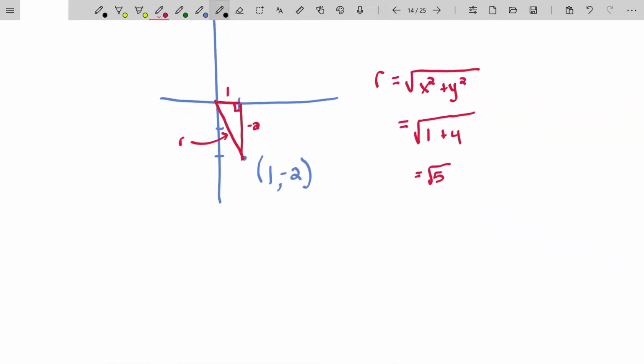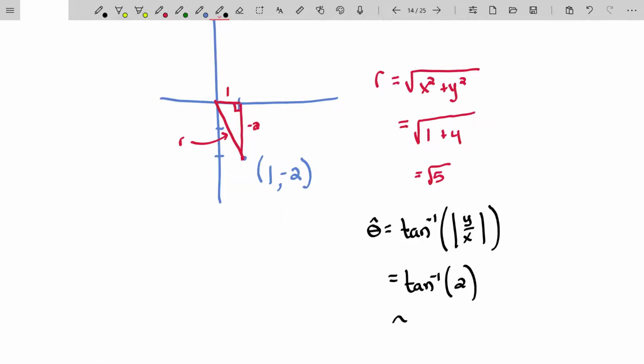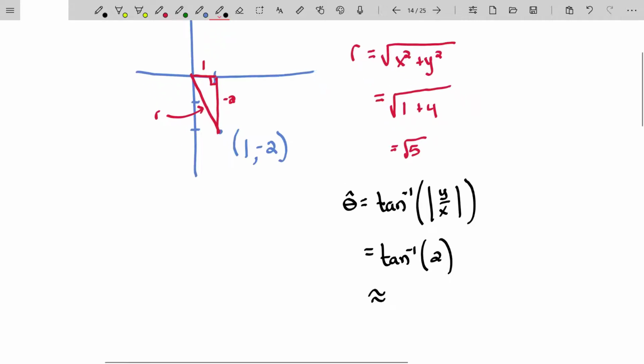And now to find the angle. To find the angle, we'll go ahead and deal with theta hat. Theta hat, remember, is a tangent inverse of the absolute value of -2/1, the absolute value of the y value over the x value. Shoot, I should have written it that way. Y over x. And in this case, that would be the tangent inverse of 2. And that is approximately, because that's not a special ratio, so we have to resort to using a calculator. Tangent inverse of 2 is roughly 63.4 degrees.